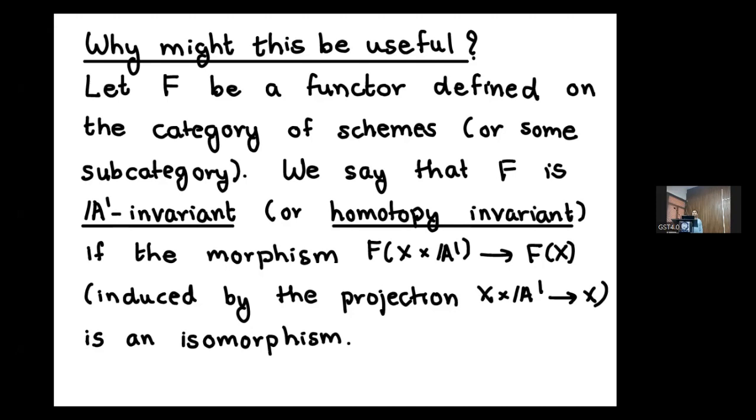Of course, the way I have framed this, I'm taking F to be a covariant functor. But if it were contravariant, it will also make sense. It's just that the arrow gets reversed, right? That's all.